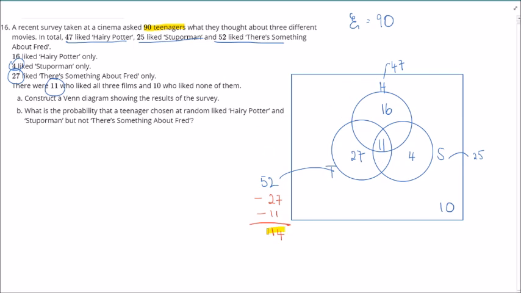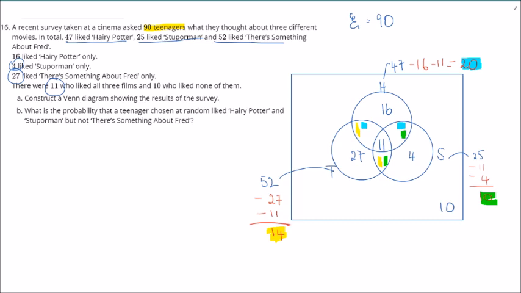So 14 fits in here and here, so it has to add up to 14. Then we have 47 take away 16 take away 11 gives us 20. So 20 has to fit in here and here. And then we have 25 take away 11 take away 4 is 10. So we know that 10 would be here and here.